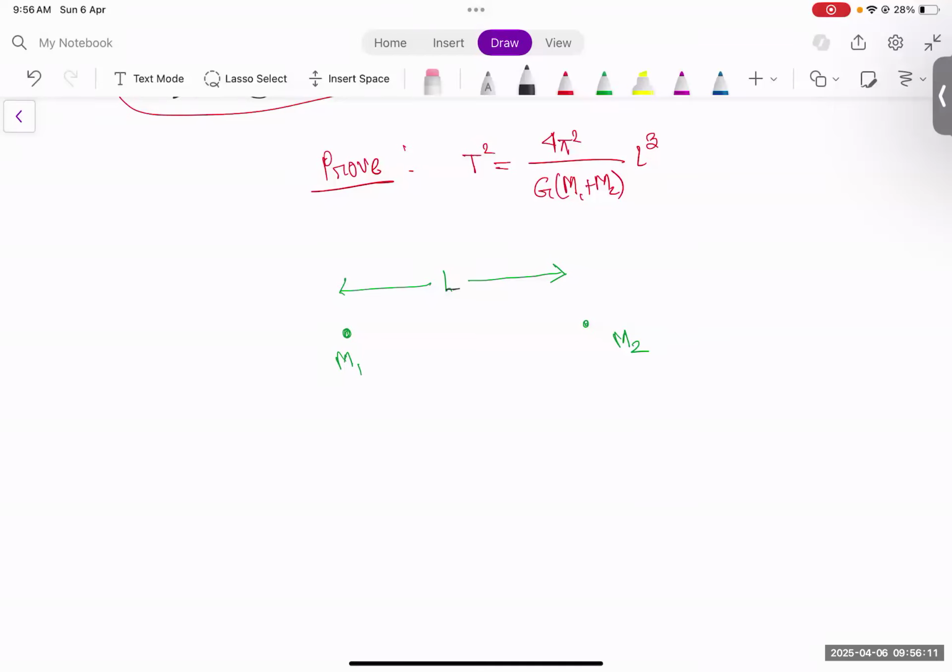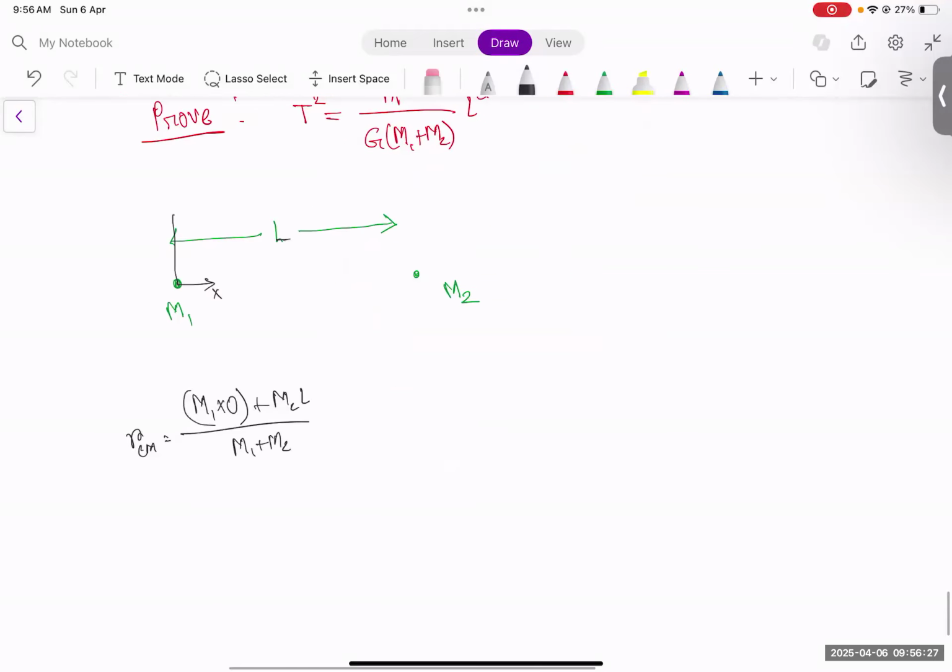First, we try to find the center of mass. Here I take the coordinate center. So I have m1 times 0 plus m2 times L, divided by m1 plus m2. This is my center of mass. So if I redraw the diagram, I have m1 here, I have m2 here, and my center of mass is somewhere around here.